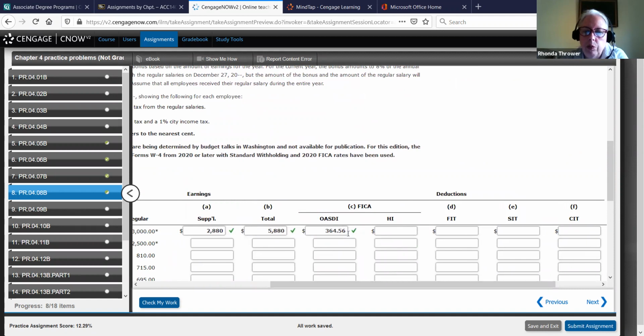But you'll need to remember that we're deducting our taxes out of this. So again, the 5,880 would be multiplied by the rate for HI, which is 0.0145 if you do it in decimal, or $85.26.